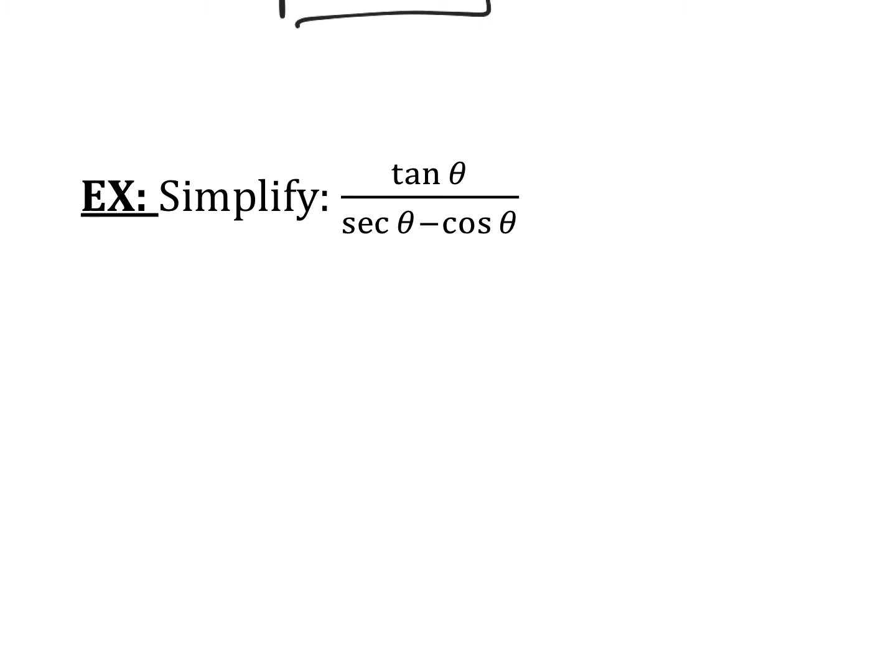I would still start this problem by changing everything to sines and cosines. Okay, so the tangent of theta we can rewrite as sine over cosine. Let's rewrite the secant of theta. Secant of theta is what? 1 over cosine. Minus, well, cosine's already in terms of cosine. Okay. This looks terrible. We're going to be able to simplify this just a little bit, and here's why.